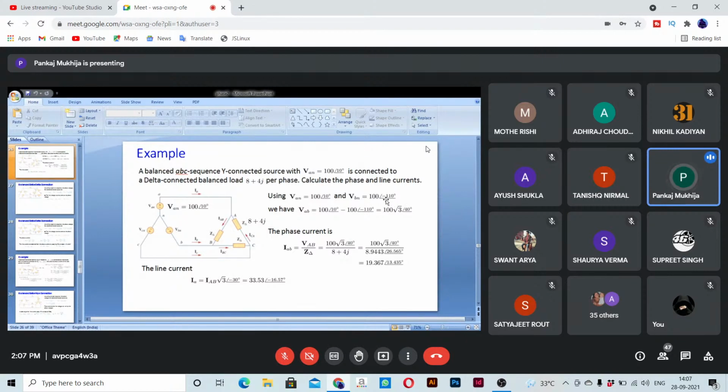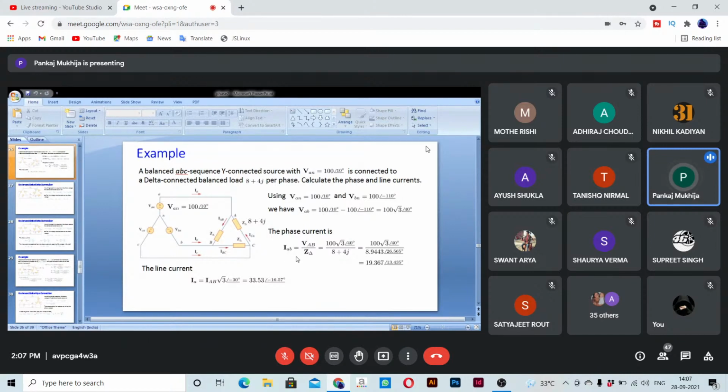Why is it minus 120? Because it is an ABC sequence, so B lags A by 120 degrees. Don't make the mistake of always writing minus 120 degrees. You have to see your reference also. And so VAB will be this, 100 root 3 at 30 degrees.